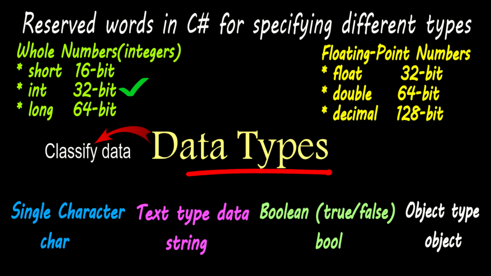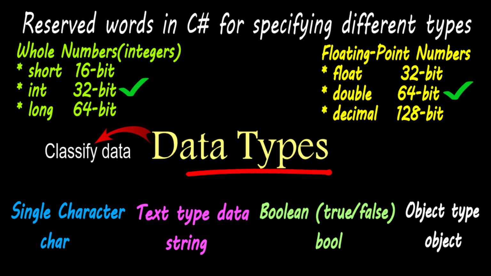Similarly, for the floating point numbers, you can use float, double, or decimal. The size of float is 32-bit, double is 64, and decimal is 128. And the keyword that we use in programming is double, which is also the default floating point data type in .NET, right? So friends, that was an intro about the data types.